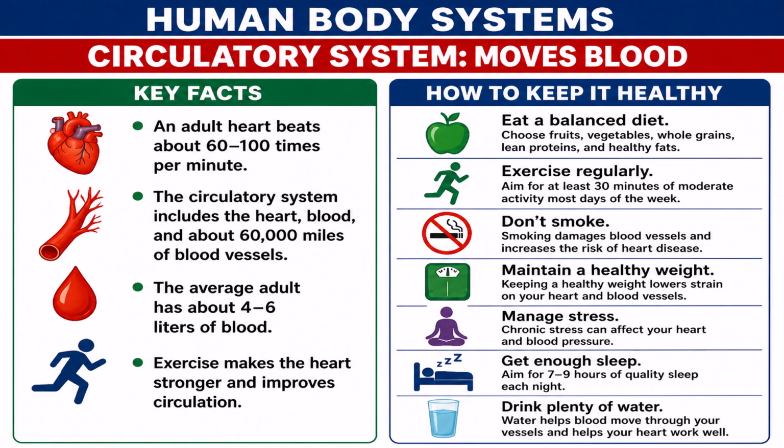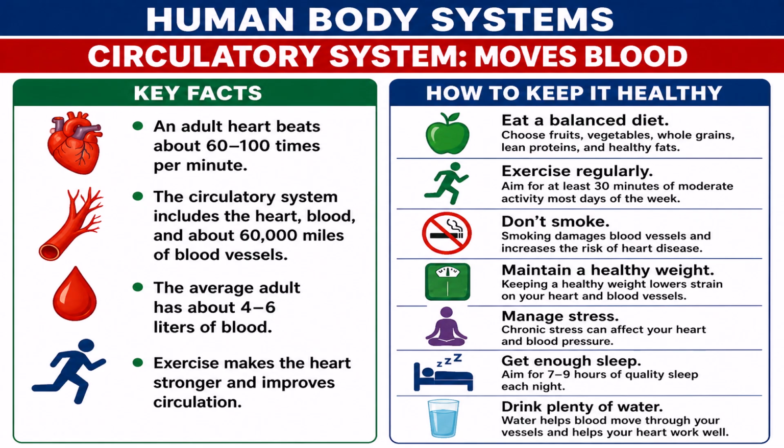So now let's speak about how to keep it healthy. How do we keep the circulatory system that moves blood healthy? Eat a balanced diet. Choose fruits, vegetables, whole grains, lean proteins, and healthy fats. Exercise regularly. Aim for at least 30 minutes of moderate activity most days of the week.